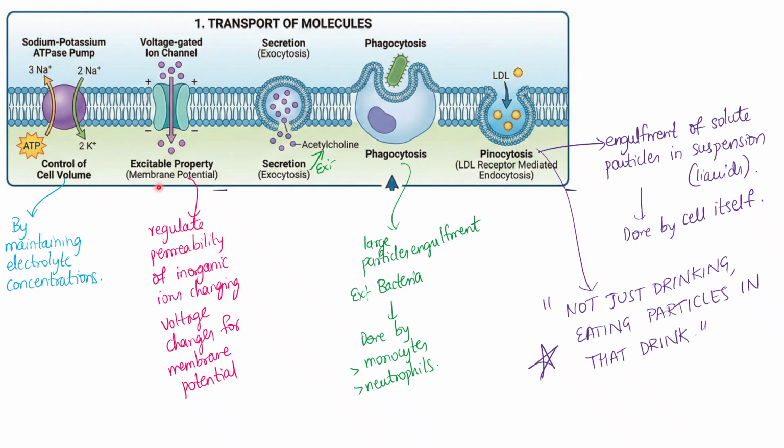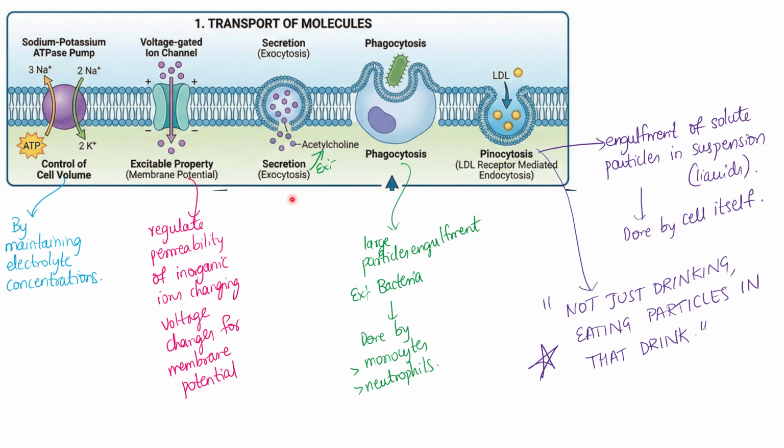Then the second one is giving the excitable property to the cells. There are some inorganic ions like calcium. The movement of those ions inside or outside is maintained by the selective permeability of the membrane. Because of this movement of ions, there will be changes in the membrane potential, and hence the cell can be excited or the nerve potential can be initiated. That is one function. Then there will be secretion or exocytosis.